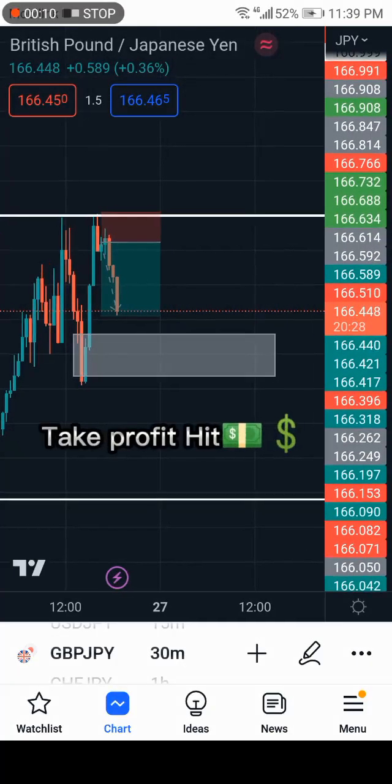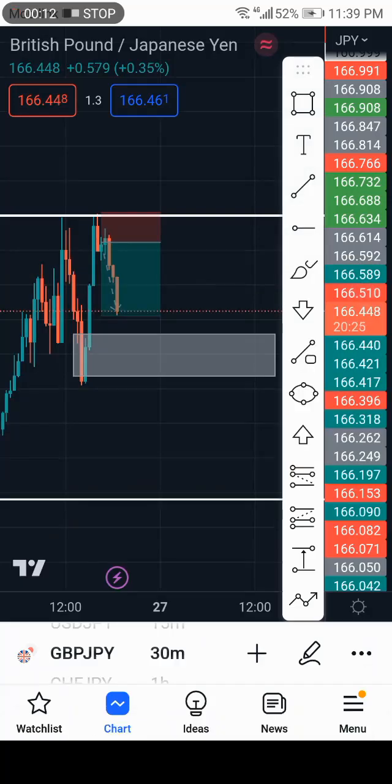Let's see what happened. Here we go. The market moved as we expected. We hit 36 pips here.